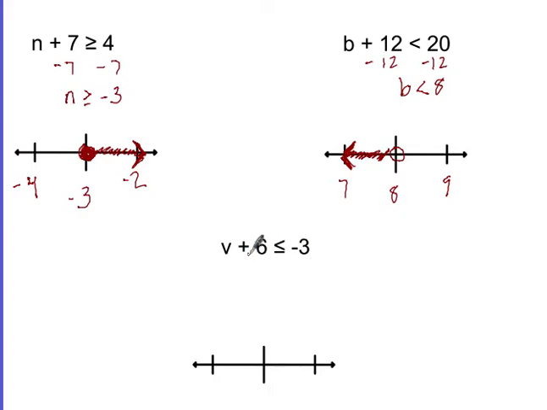And this one, V plus 6 is less than or equal to negative 3, so subtract 6. V is less than or equal to negative 9. Negative 9 goes in the middle. Negative 8 goes here. Negative 10 goes here. What symbol? Closed circle at negative 9 because it includes that number. Going towards the left. Less than.